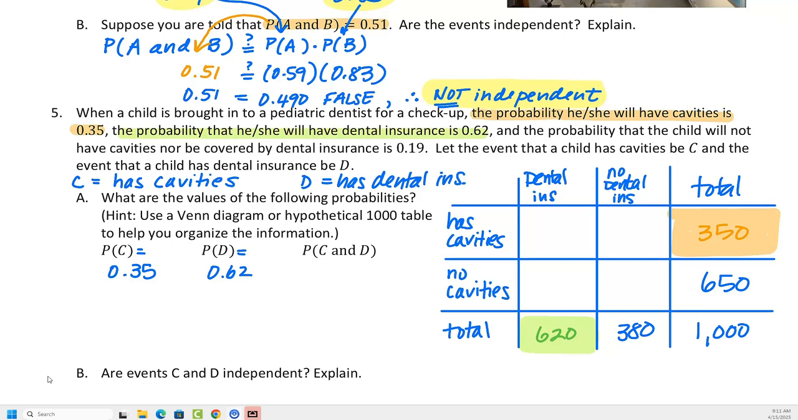Okay, and then the last one is the probability that the child will not have cavities nor dental insurance is 0.19. Well, isn't that this cell right here? No dental insurance, no cavities. And if it's 0.19, that's 190 that goes there. Well, then I can fill in my other numbers. I know that 190 and 190 adds to the 380. And then I could go across this way to come up with these two. So 350 minus 190, this has to be 160. And then 650 minus 190 is 460.